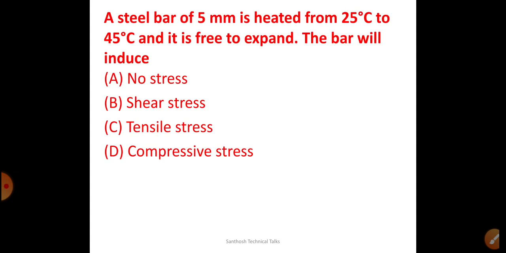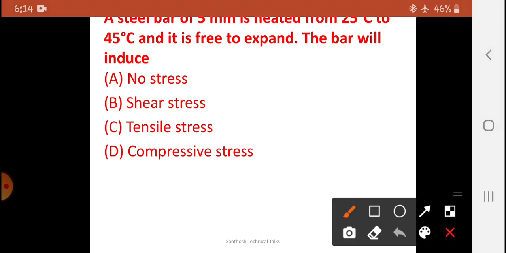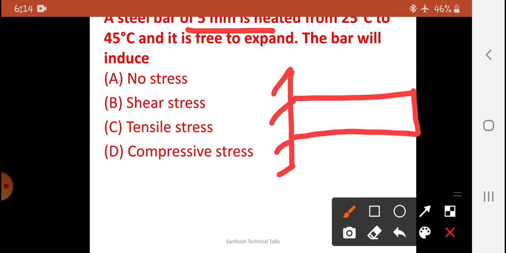And next question: a steel bar of 5 millimeter is heated from 25 degrees Celsius to 45 degrees Celsius, and it is free to expand. The bar will induce... Please make a note that this is a steel rod of the same dimension and it is free to expand. If we are heating, what will happen? The materials, if we apply heat, will generally elongate. If it is free to elongate, then no stress is formed.